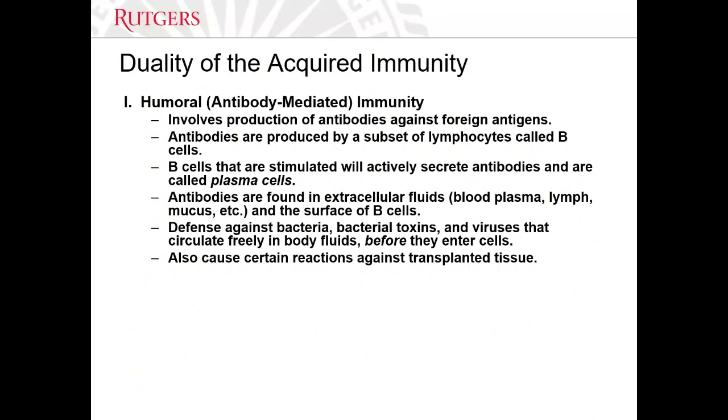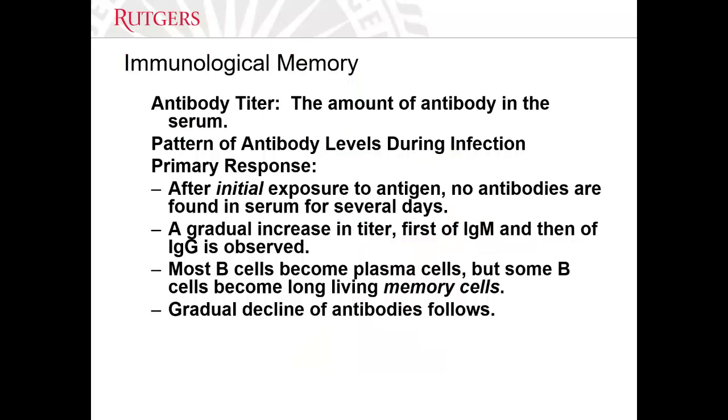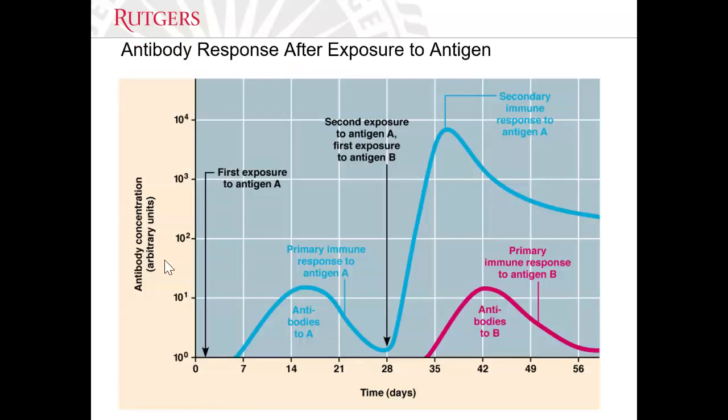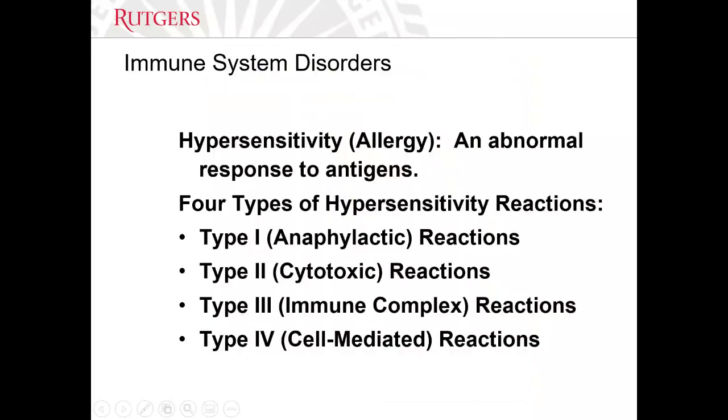And then, talking about the duality of the acquired immune response, I talked about the difference between humoral immune response versus cell-mediated immune response, and this concept of immunological memory that occurs after initial versus subsequent or secondary exposure, which is summarized in this figure. This is a nice summary to show you the difference between the cell-mediated immune response versus the humoral antibody-mediated immune response. Know the different types of hypersensitivity reactions, type 1 versus type 2 versus 3 versus 4.